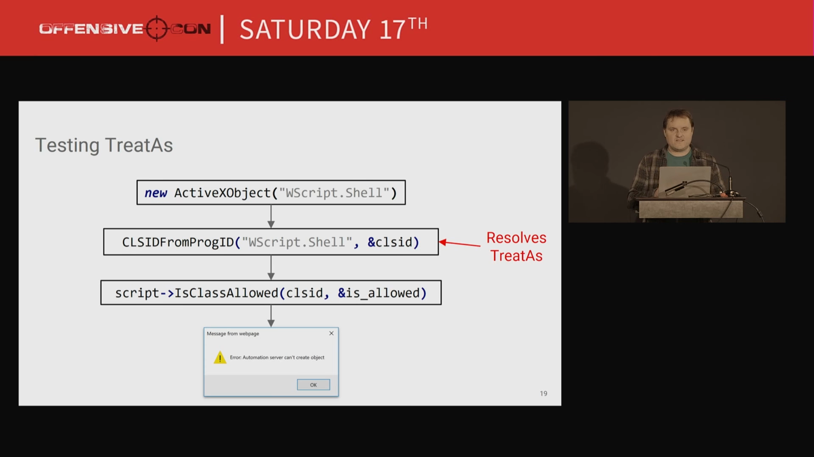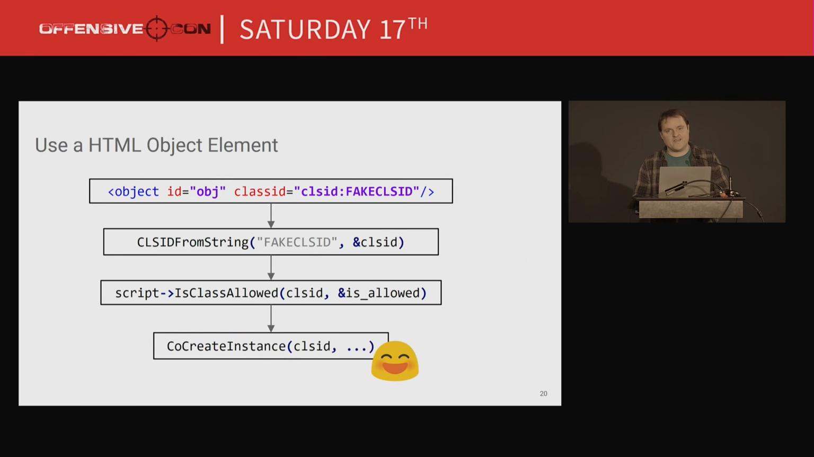Fortunately, we're in HTML, and HTML has the object tag, and the object tag takes a classid attribute which just takes a GUID. And the corresponding conversion function, CLSIDFromString, just converts the GUID string to a GUID. It doesn't verify that that GUID exists or anything like that. So at that point, our class ID can be in the allowed list, but when CoCreateInstance is called, we obviously create an object we didn't expect.